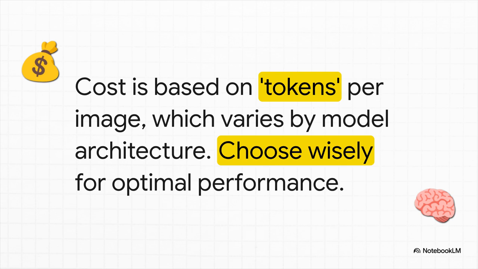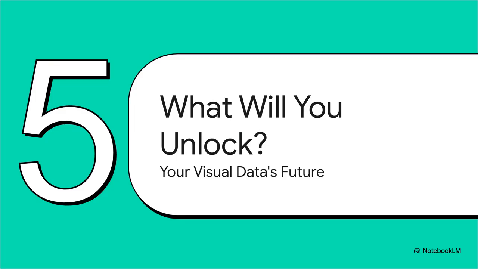Yeah, of course, cost is always a factor. Billing is based on something called tokens, which is kind of how the AI measures the complexity of an image. What's really important to know is that different models see an image using a different number of tokens. So choosing the right model is always going to be this balance between getting the absolute best performance and being really cost efficient. So as we start to wrap this up, let's bring it all back to that main idea.